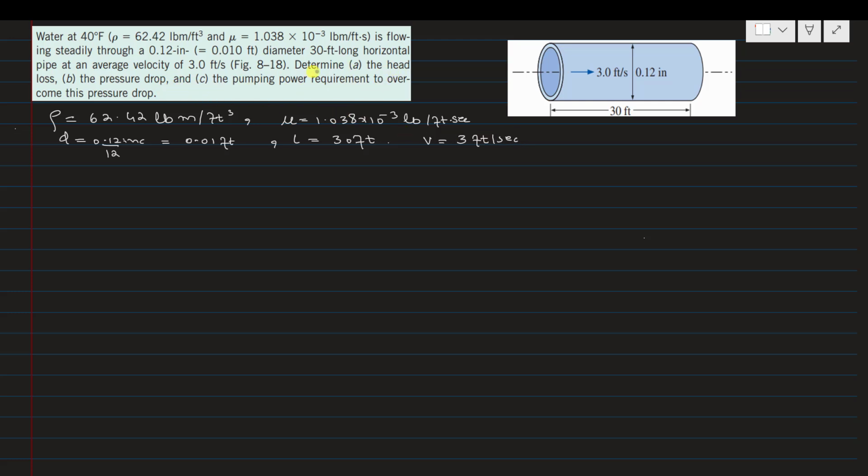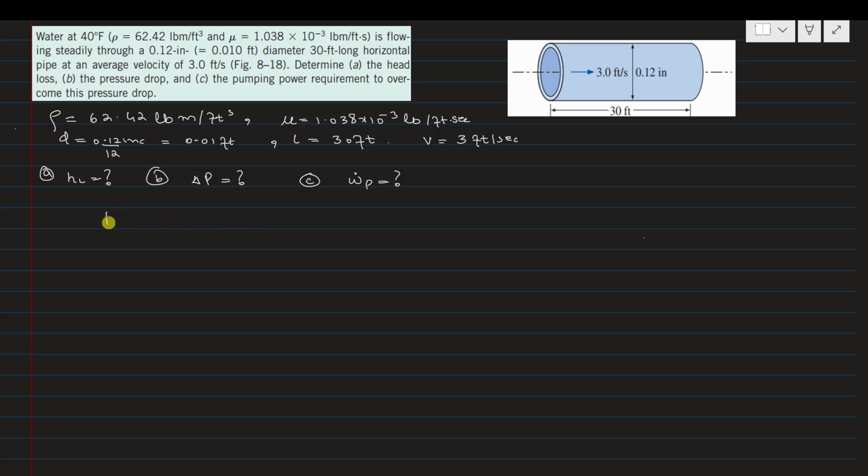We need to find the head loss. First is to find the head loss, then B, the pressure drop, and then third, we need to find the work input required in order to run the pump.